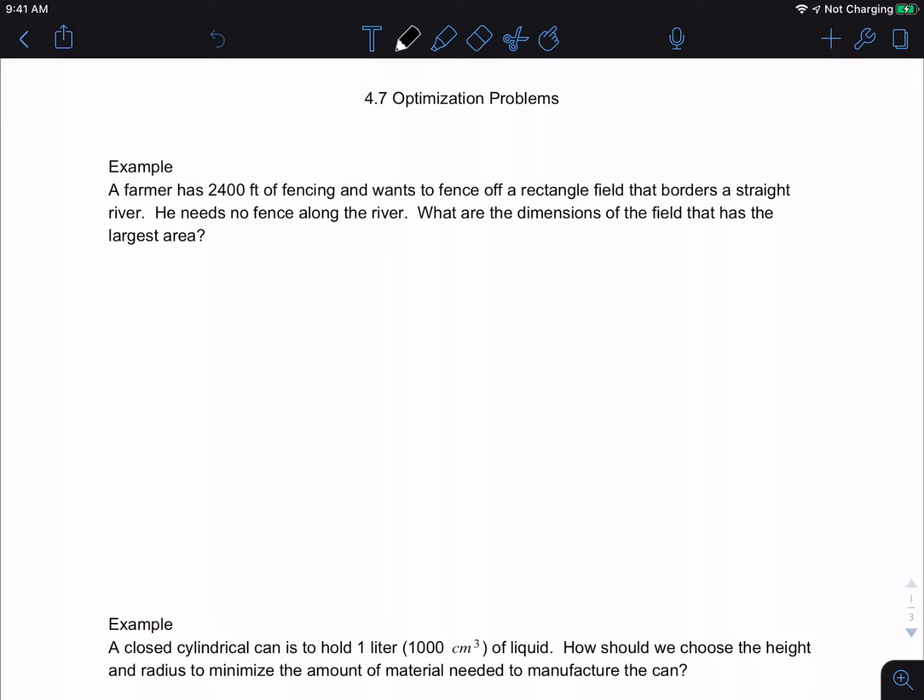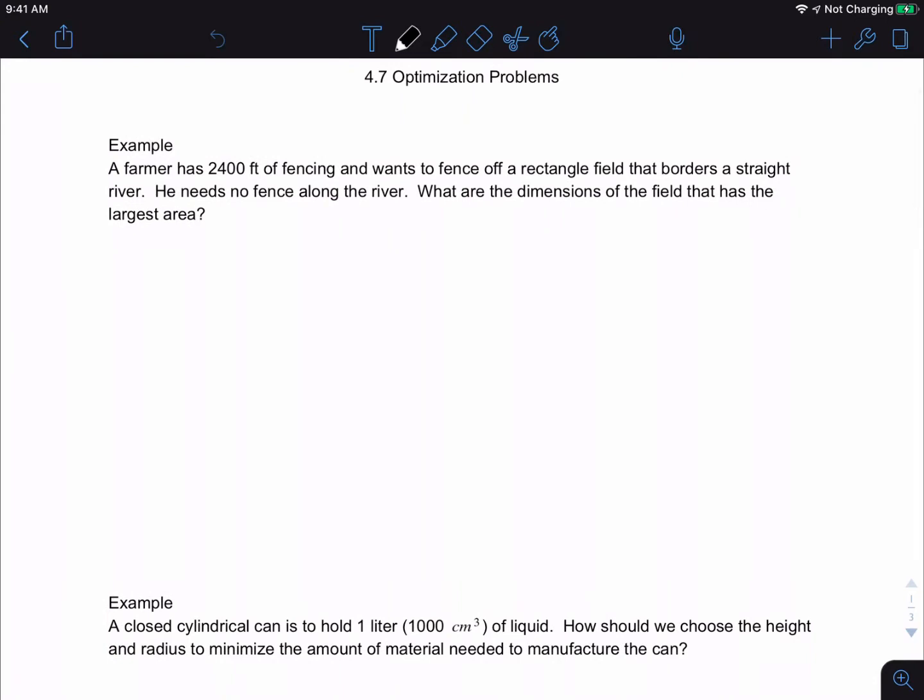Okay, so let's go ahead and do this next wonderful piece, which is optimization. This is 4.7. And so optimization is actually really, really cool. It's used a lot in business and things like that. And so these are going to be practical, real-life problems that can be tough.